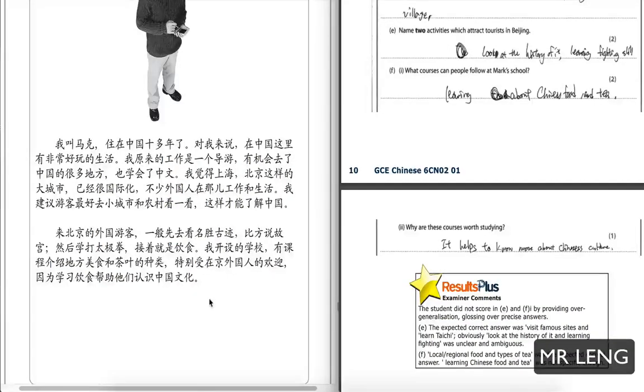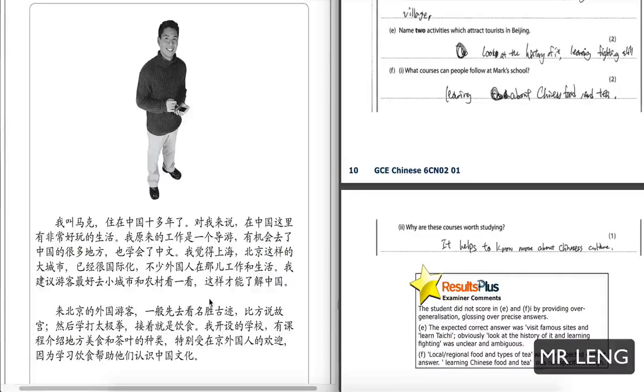In my opinion, I think the reading paper is much easier in 2014 compared to the reading paper in 2015. Well, I hope you have better marks this time. Have you?